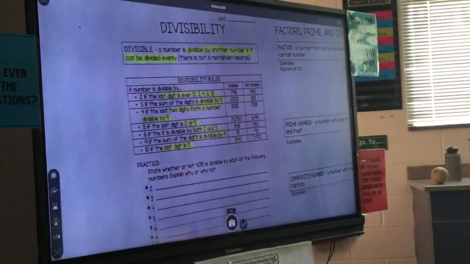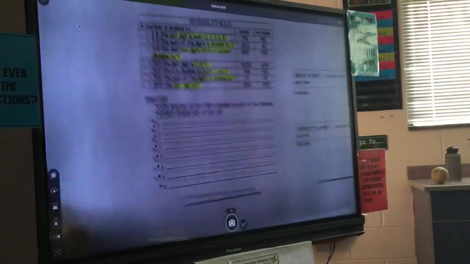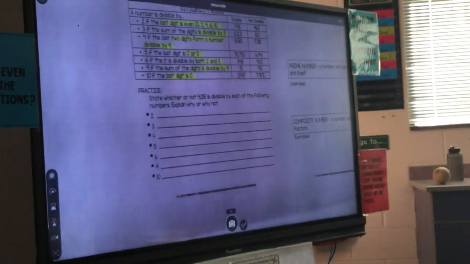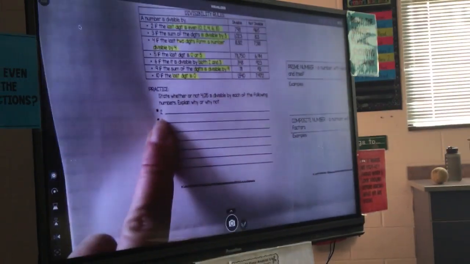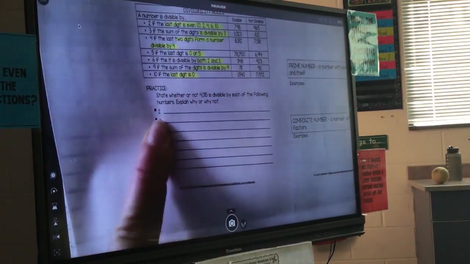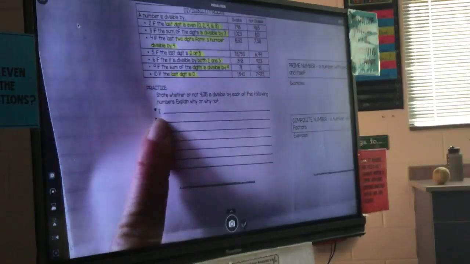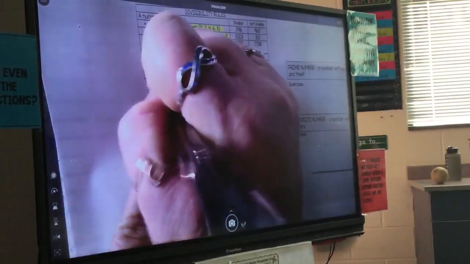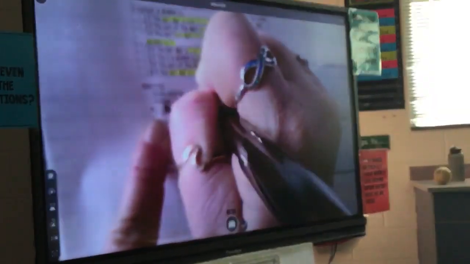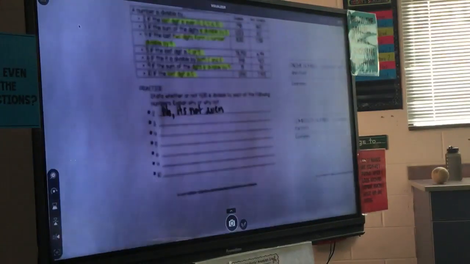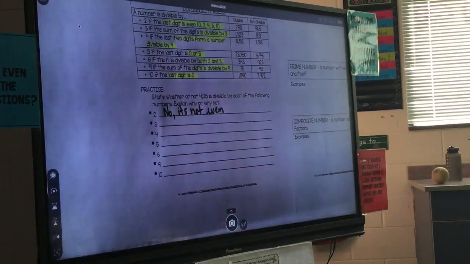All right, so it says state whether or not 4,015 is divisible by each of the following numbers. Explain why or why not. So is it divisible by 2? Raise your hand. No. Why? Because 2 cannot go into 5, and that's the last digit. So it's not even, okay? So no, 2 does not work.